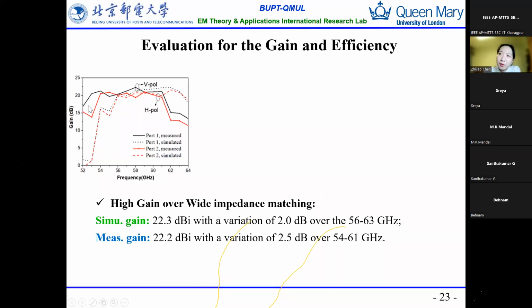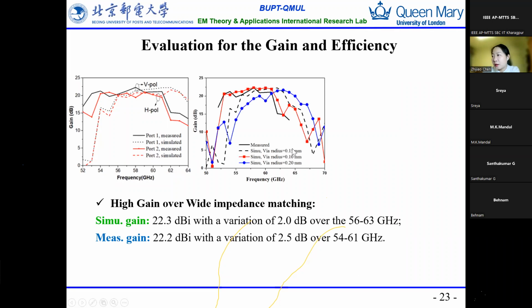They have around 2 gigahertz downshift compared with the simulated one. Here is the simulated result, and here is the measured, with around 2 dB downshift. So we did some simulation work to check what the cause is, and here is what we found.